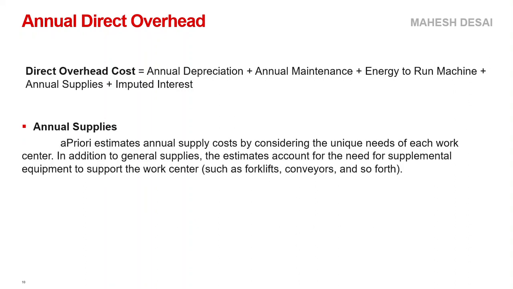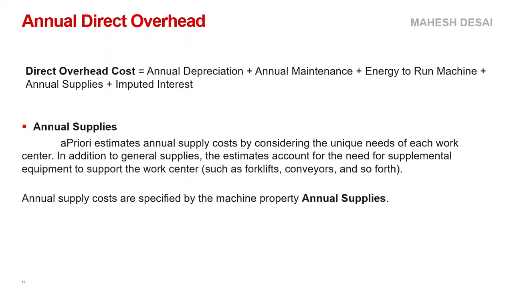Annual supplies: a priori estimates annual supply cost by considering the unique needs of each work center. In addition to general supplies, the estimates account for the need for supplemental equipment to support the work center, such as forklifts, conveyors, and so forth. Basically it is a supply cost for other supporting devices. In the VP, it is specified under the machine property of annual supplies.